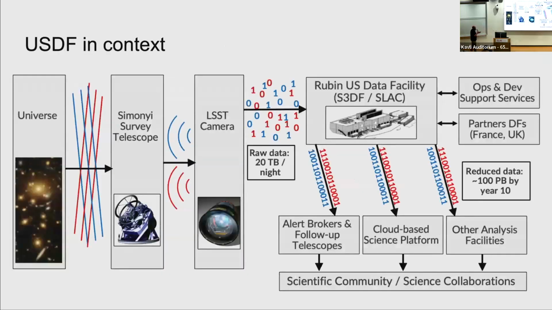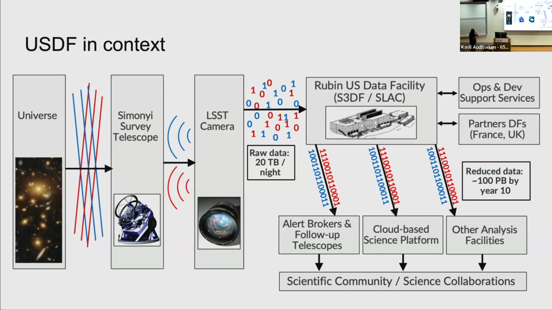So, schematic data flow: the universe delivers plane waves. The telescope converts them into converging spherical waves. The camera converts them into raw data, and then the data facility converts them into processed scientific data, which goes out through a few different channels here. You'll hear from Christina about the role of the science platform in supporting the scientific community and the science collaborations.